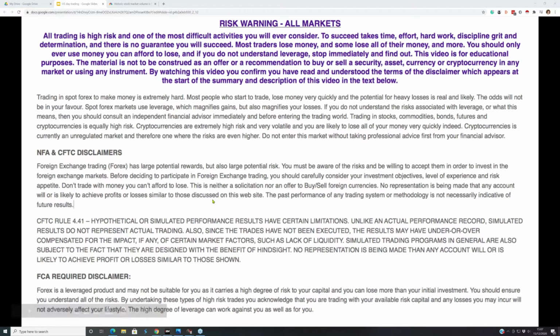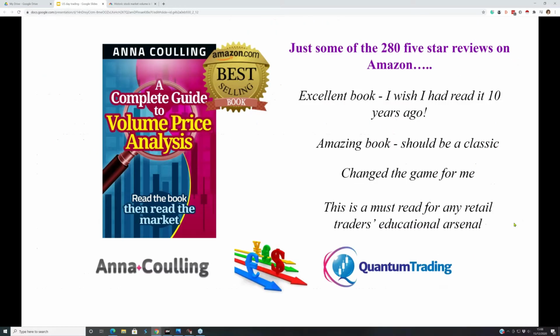As you know, trading can be a very risky business, so please don't ever think of using money that you cannot afford to lose.